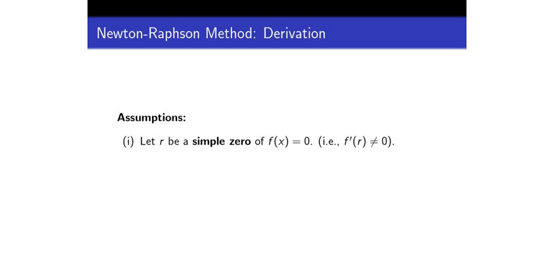So the first assumption is, let r be a simple zero of f(x). That means f(r) is 0 but f dash of r is non-zero. That is very much required. You will see soon why a simple zero is required, and what happens if it is a multiple root. The other condition is that the function f must be differentiable, and you are also assuming that f is differentiable in the neighborhood of r.